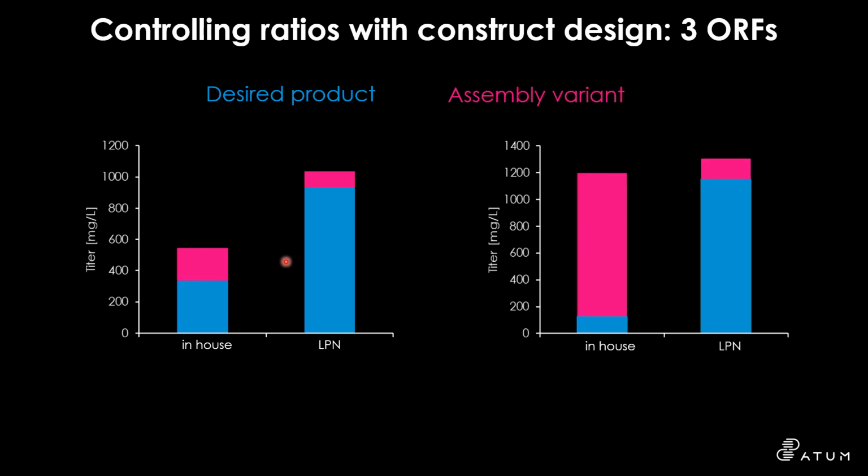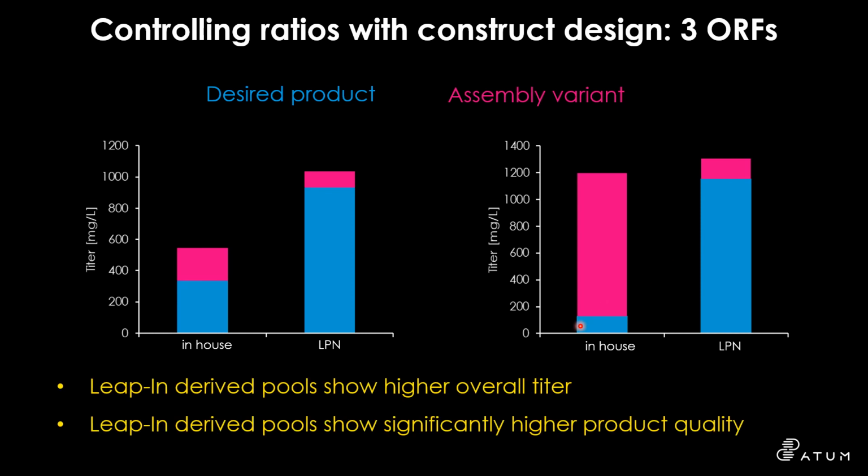And in this example, I find quite striking the in-house platform actually creating quite a bit of protein material. However, the vast majority is not the desired product, only about 100 to 150 mg per liter of the properly assembled molecule. Contrast that with the LEAP-In derived pool, optimized chain ratios, in excess of 1.1 gram per liter of the desired product of interest, a 10x improvement in desired product titer.